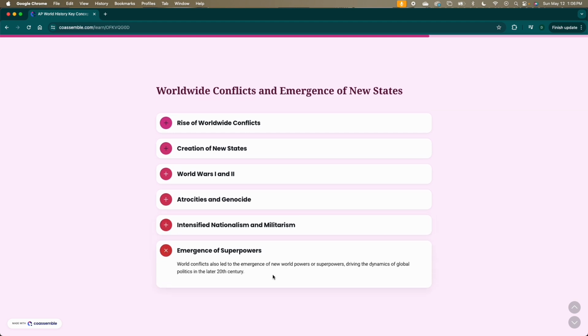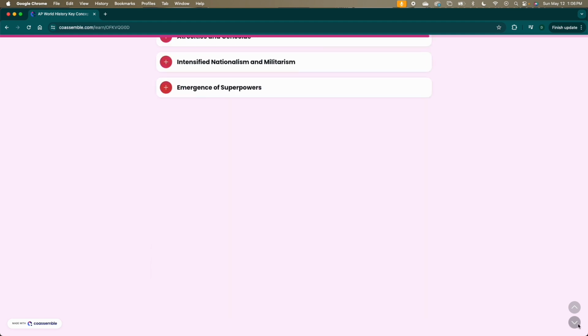World conflicts also led to the emergence of new world powers or superpowers, driving the dynamics of global politics in the later 20th century. After World War II, the U.S. emerged as a superpower. The USSR was still present. They were kind of the two big ones there. China would begin its rise along with India after the British decolonization.